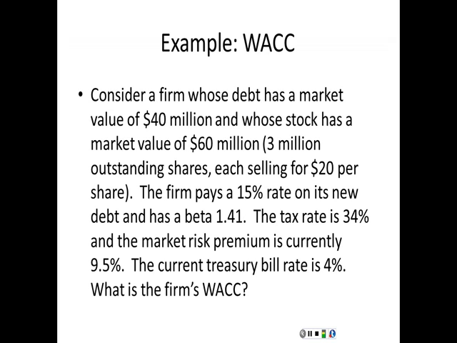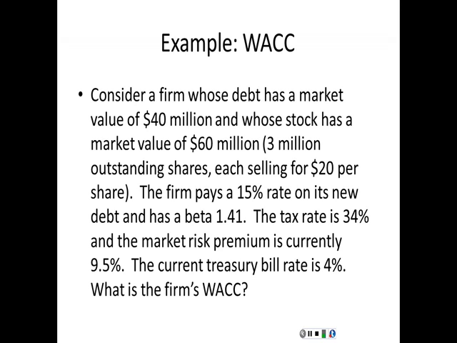So let's look at a quick example. Consider a firm whose debt has a market value of $40 million, whose stock has a market value of $60 million. So in other words, the firm is worth $100 million if we add those two parts together. 40% of that's debt, right? $40 million out of 100. 60 million of that is equity, or 60%. We are assuming that going forward, the firm's going to raise money in that same proportion. Out of every dollar they raise, 40 cents would come from debt, 60 cents would come from equity.